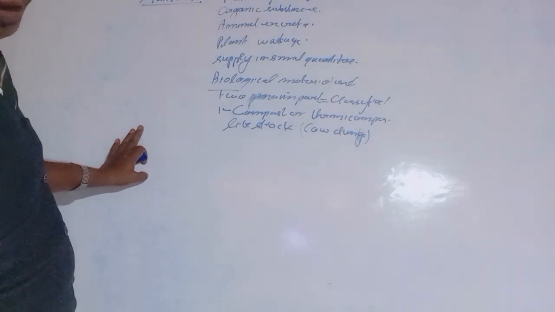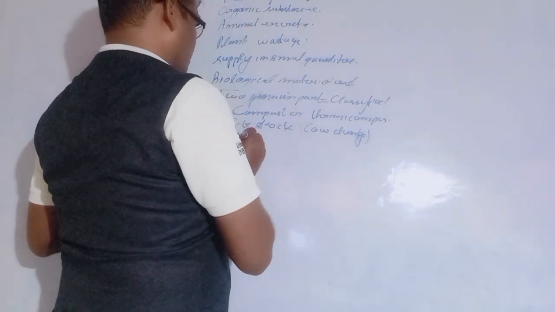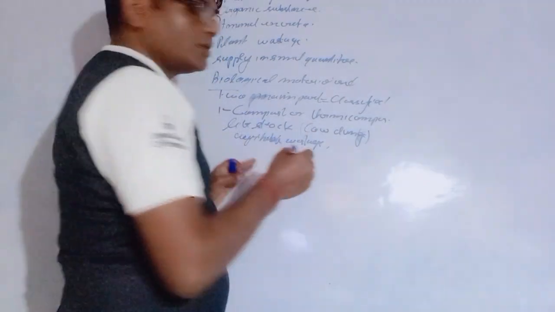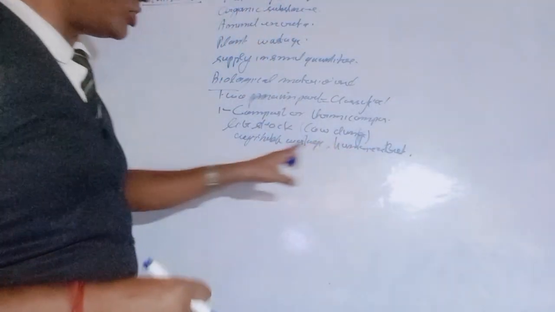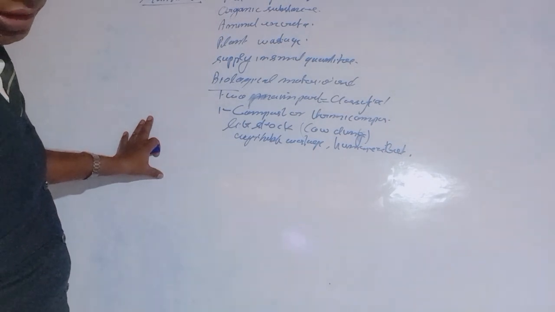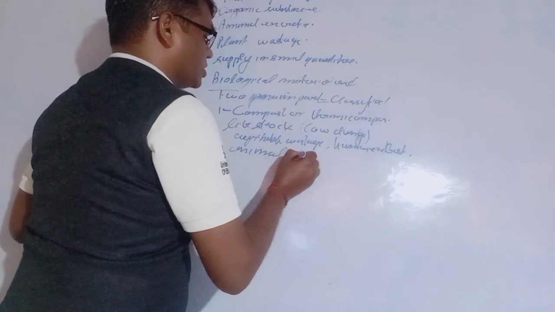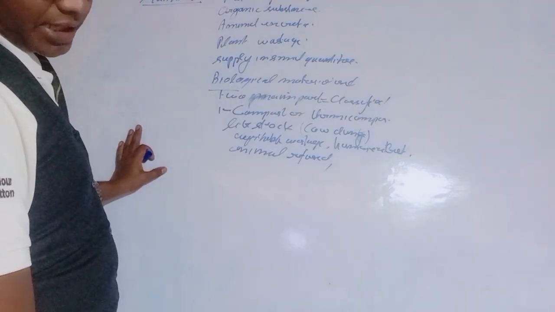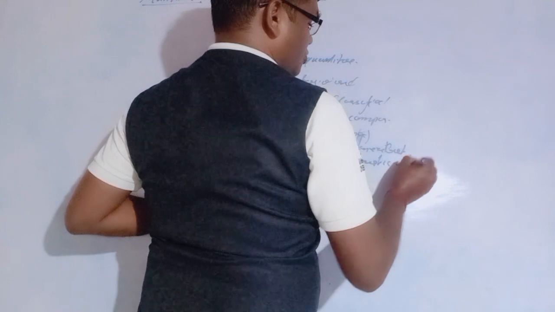Materials obtained from livestock, like cow dung, vegetable wastage, human excreta, animal refuse, and also domestic wastage can be used.